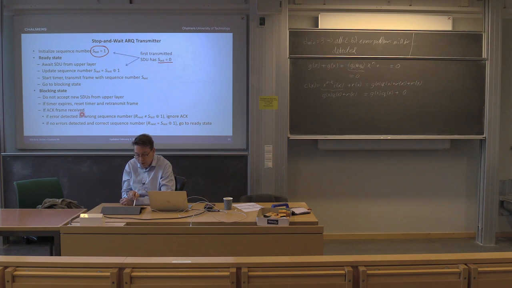And if an ACK frame is received, we check first, are errors detected, or is there the wrong sequence number. So what is the wrong sequence number? Well, it's when R next is not S last plus 1. Then we ignore this ACK. If no errors are detected and the correct sequence number is received, then we go to the ready state. So this is the transmitter side.